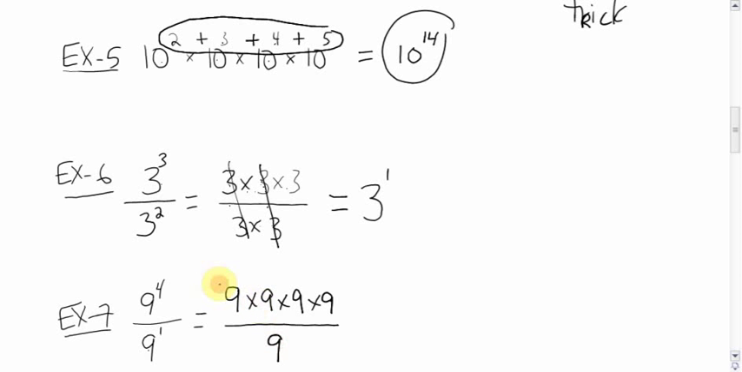Well, this 9 can maybe cancel out that 9. What are you left with? 3 9s. So you'll have 9 to the power 3.